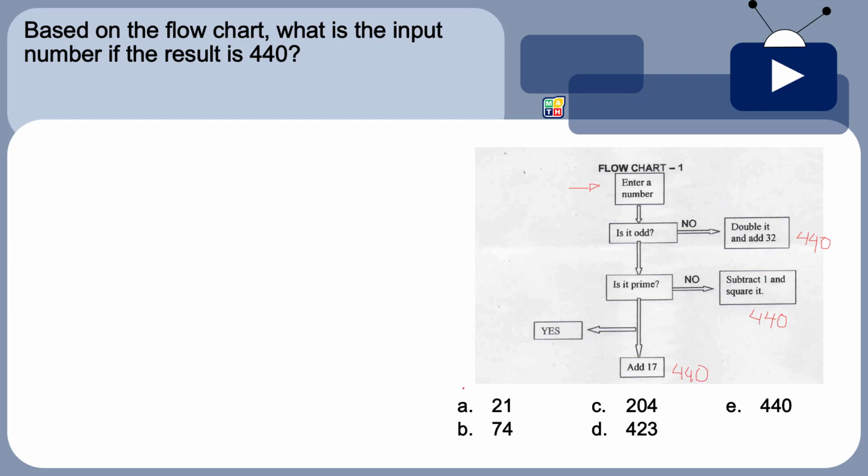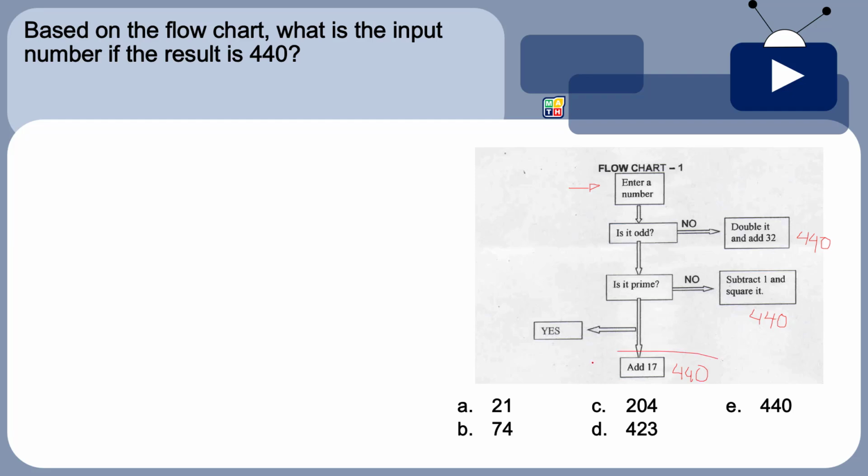Now, you can try using all of these values starting from here and deciding is it odd or even. And then if it is not an odd number, you proceed here and check if it's 440 before you can eliminate that option. Or proceed here, same thing, before you can eliminate another option. But it will take us a lot of time because there are 5 options. Instead, let's move backwards and have only 3 different ways to determine what is the original number that we placed at the start of our flowchart.